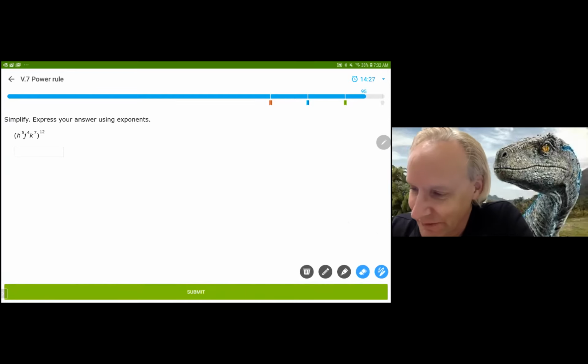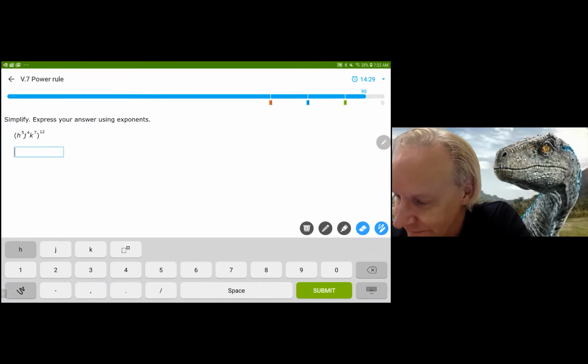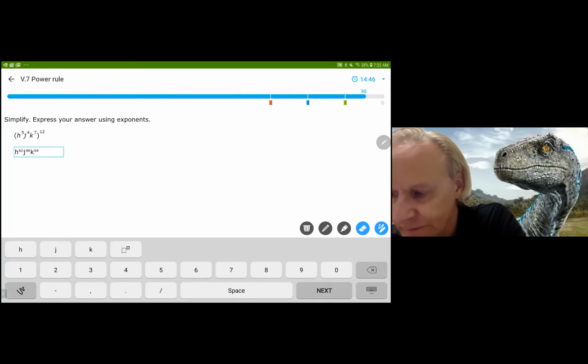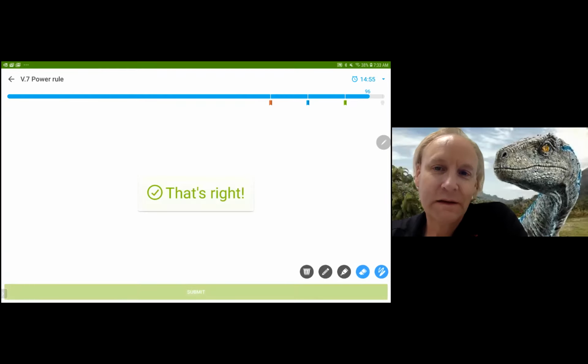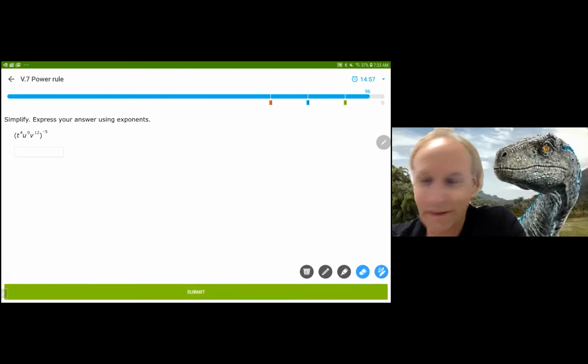I'm going to insist on going all the way. So it's h to the 60th. Yep. J to the 48, and k to the 84, I believe. Oh, raised to the 84 would be good. Yeah, 12 times 7 is 84, 12 times 4 is 48, 12 times the 5 is 60, and my bases are right. 4 more. Okay.